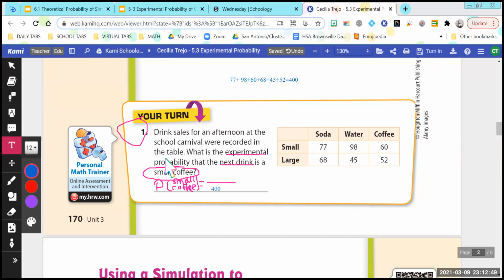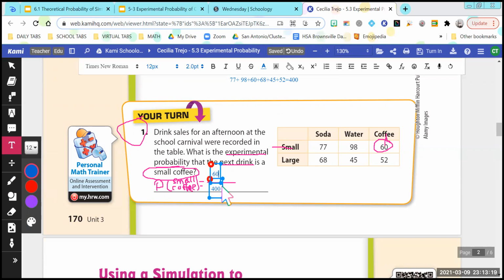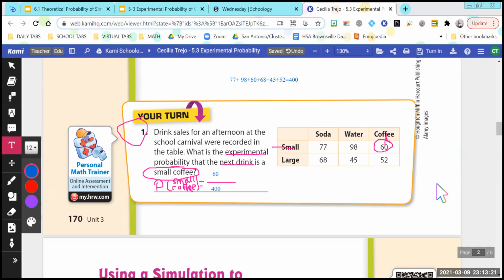And I need to look specifically at what? How many ordered a small coffee? So I'm going to find the small coffee on the table. Here's the small, and I'm going to meet them together. Small coffee, coffee's here, perfect, right there. So out of the 400 orders of drinks, only 60 were coffee. And I'm going to put that in my numerator. Okay, so there's our fraction, 60 over 400.